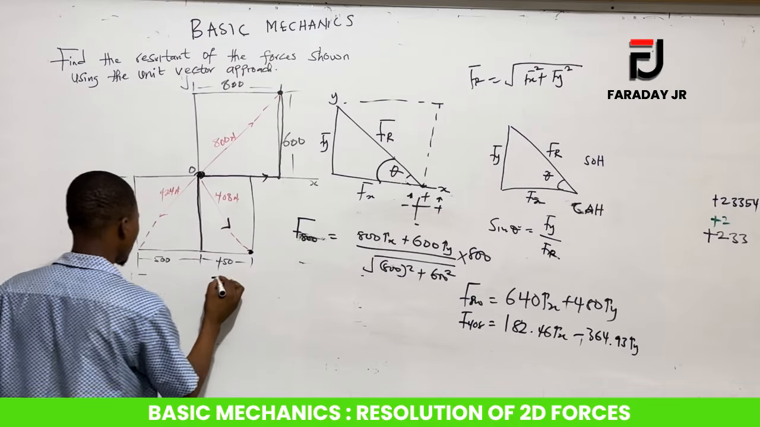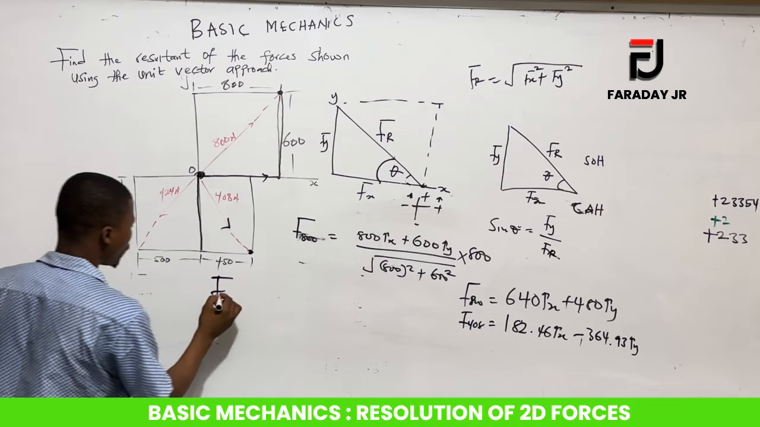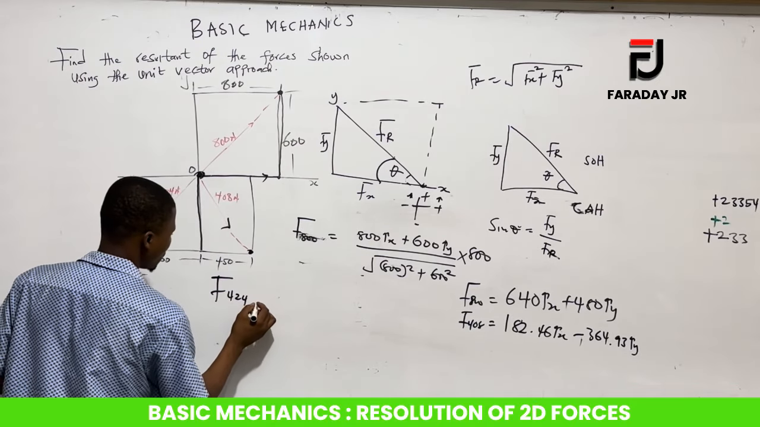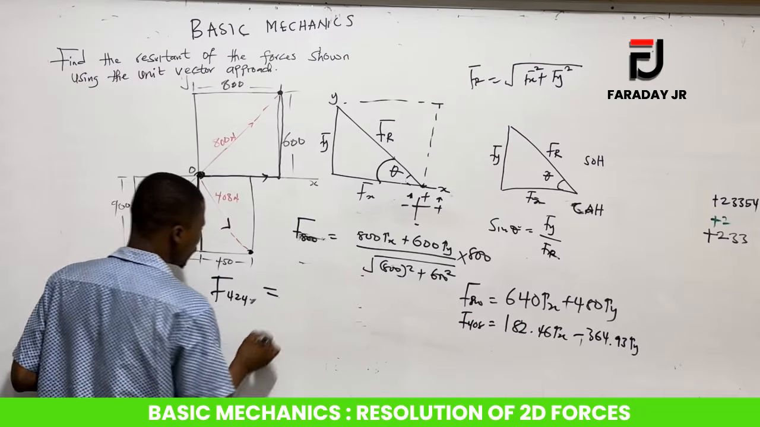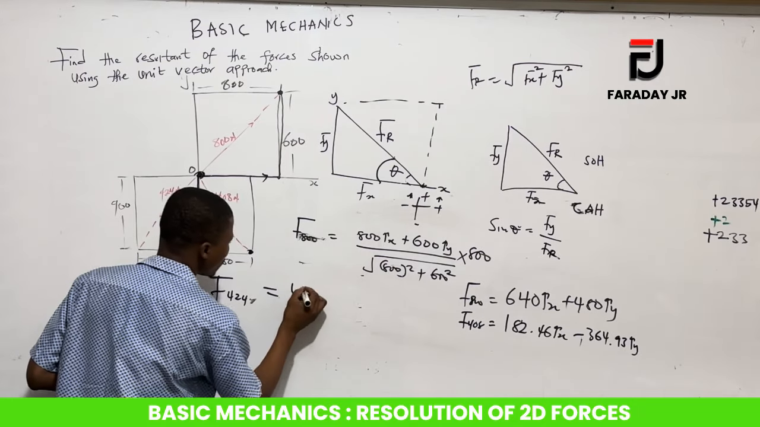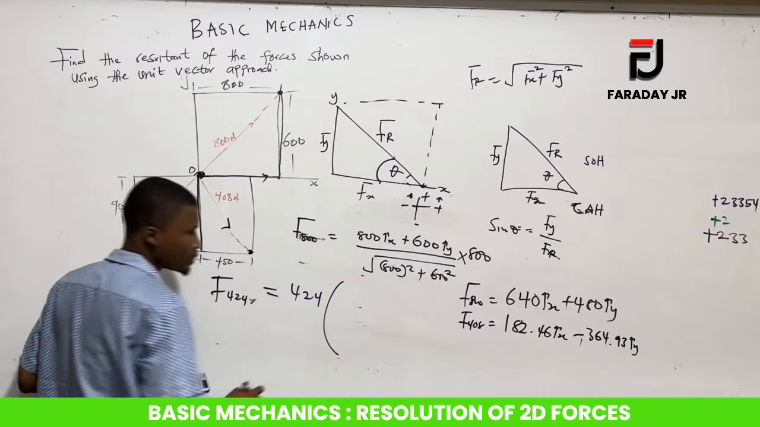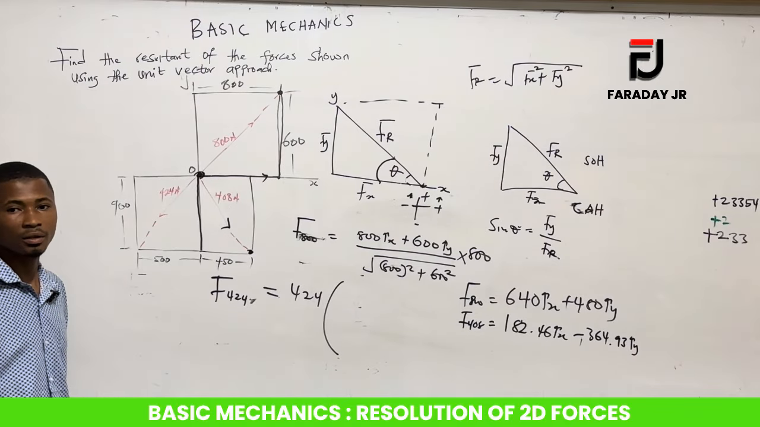So we are looking at force 4, 2, 4 Newton. This force 4 will give us 424 bracket. We are now going to consider their distances.